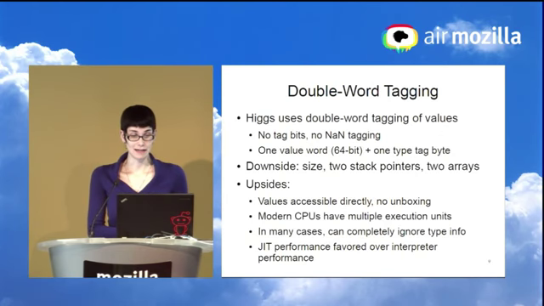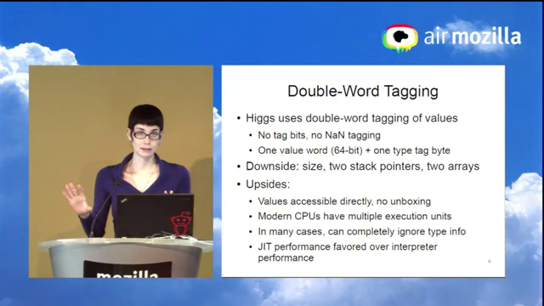On the upside, it means that my values are accessible directly. There is no boxing and unboxing. I also believe that modern CPUs with their multiple execution units might be able to take advantage of this, because the type operations and the value operations can be executed in parallel a lot of the time. And of course, one of the key aspects of this is that in many cases in an optimizing system, we might be able to completely ignore the type information. In many cases, the JIT knows what the type of value is, and so the type information becomes completely irrelevant. And the hope is that we can avoid touching it completely.